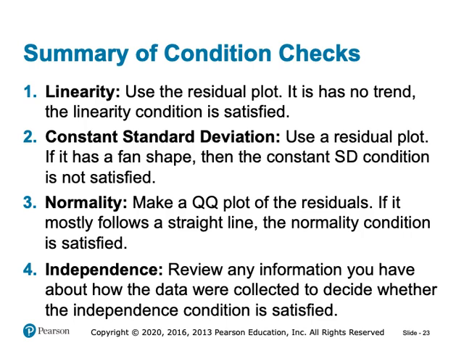3. Normality. To check for normality, make a QQ plot of the residuals. If the points on the QQ plot mostly follow a straight line, this suggests that the residuals are normally distributed, satisfying the normality condition. Deviations from the straight line indicate that the residuals may not be normally distributed, which could affect the validity of the regression model.